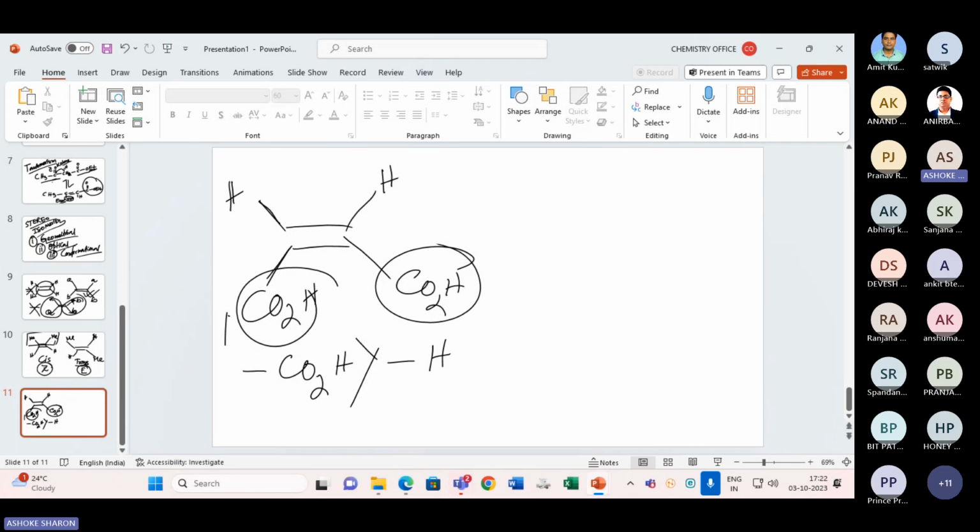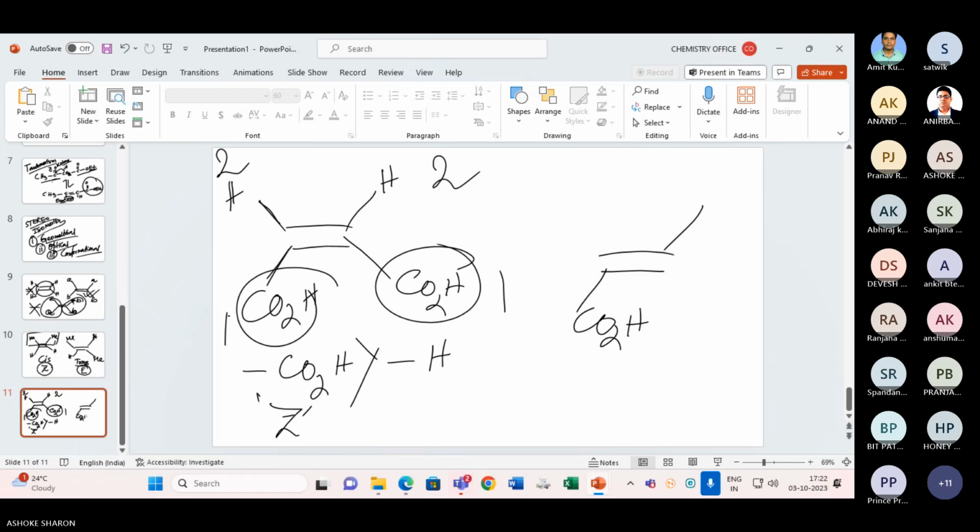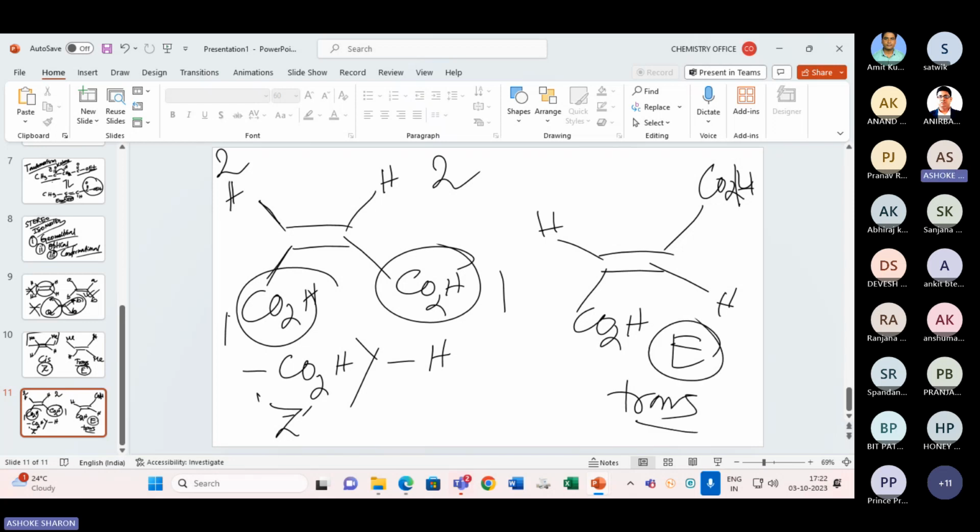So that's why I can write this is 1, this is 2. Again, this is 1, this is 2. When the two priority groups are on the same side, we call it cis. When the two priority groups are on opposite sides, we call it trans. When it is cis, we also call it Z. When it will be like this way, we call it trans or E. Okay, is this clear?